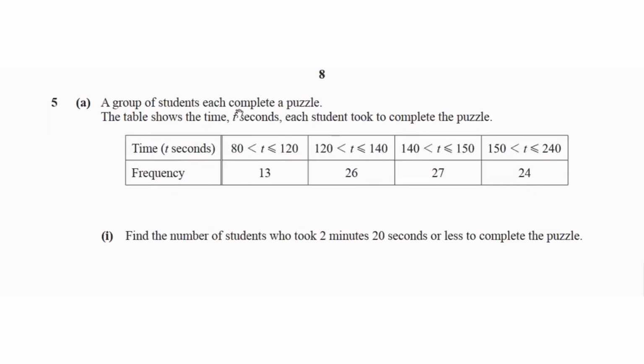Question 5 says a group of students each complete a puzzle. The table shows the time t seconds each student took to complete the puzzle. Find the number of students who took 2 minutes, 20 seconds or less to complete the puzzle.